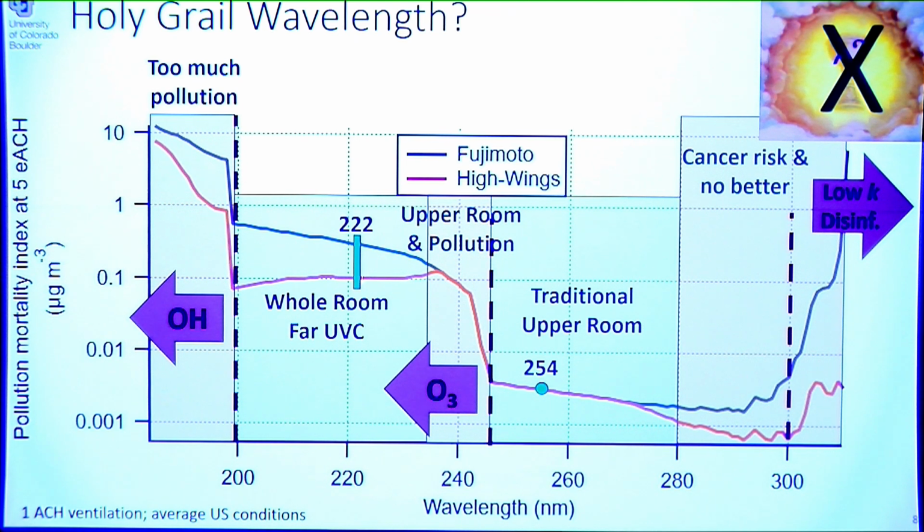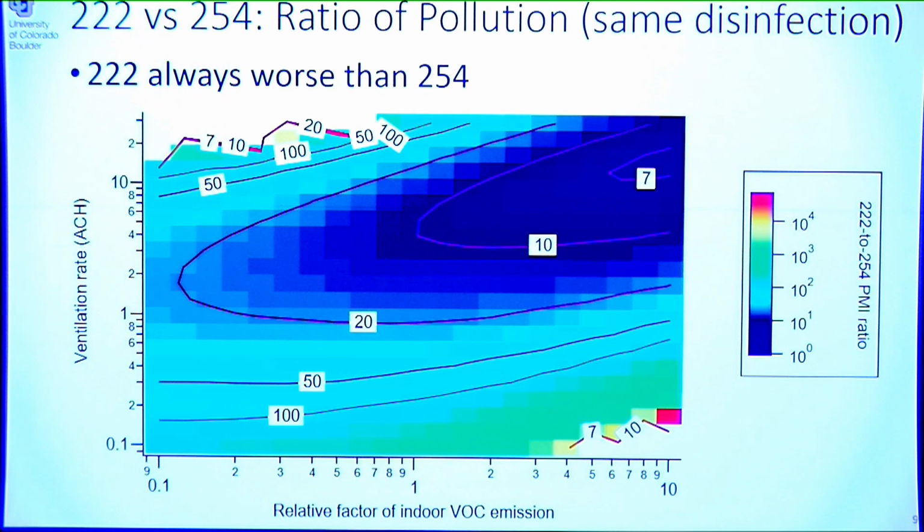Now this ratio between 222 and 254, since basically we have two flat regions, we can explore that ratio versus conditions. And that's shown here versus the ventilation rate in a log scale and the relative factor of indoor VOC emissions. And so we're working here at 1.1, we have a factor of 20. And you see that, it's always kind of like another magnitude, in some cases maybe a little more, but it's about another magnitude. So it seems to be robust for the conditions.